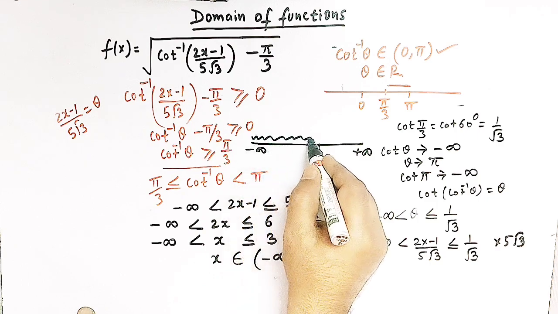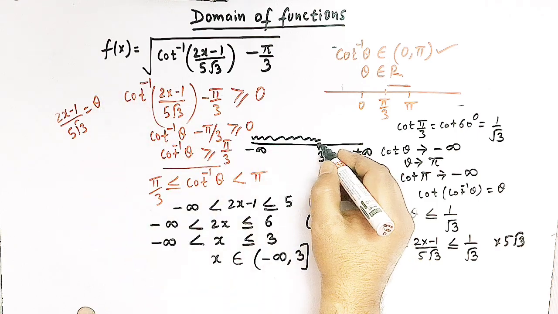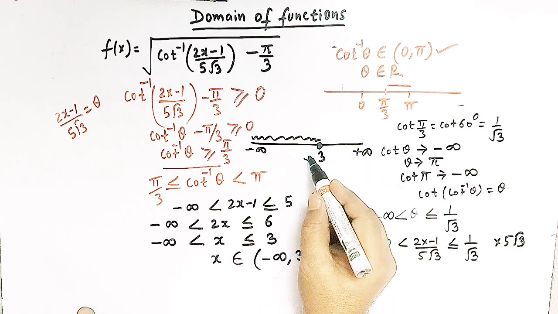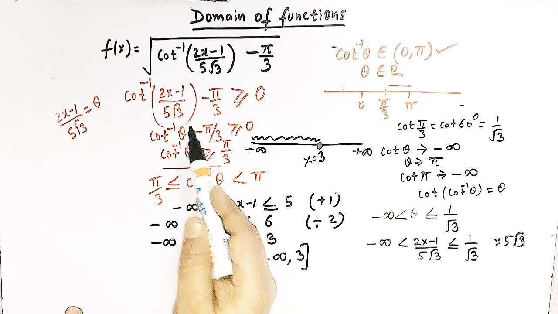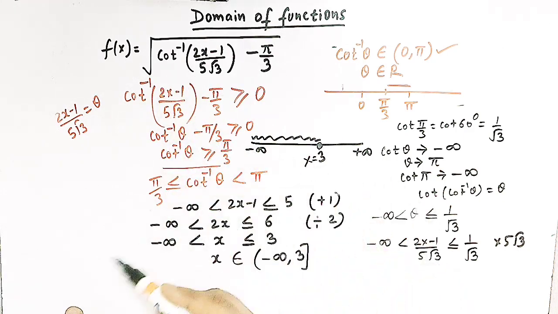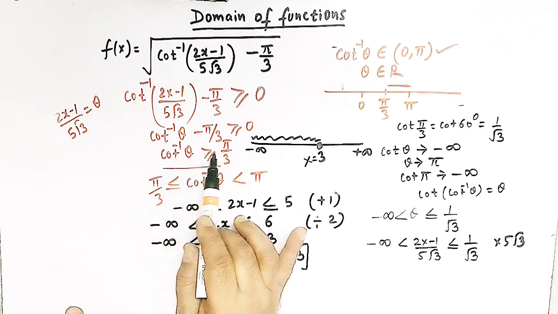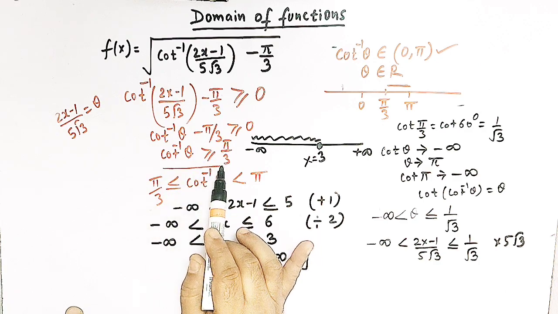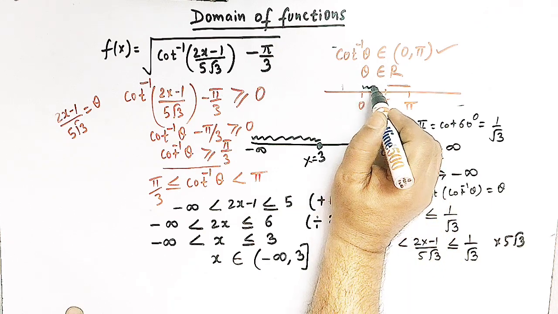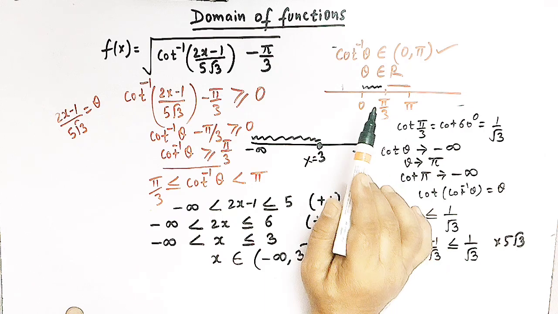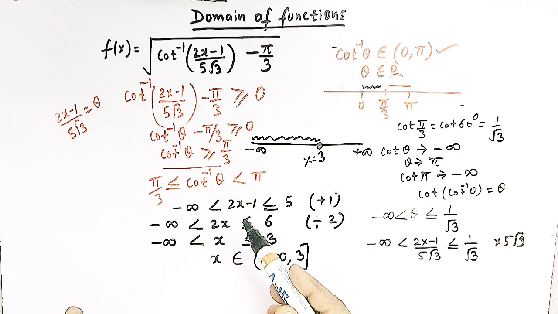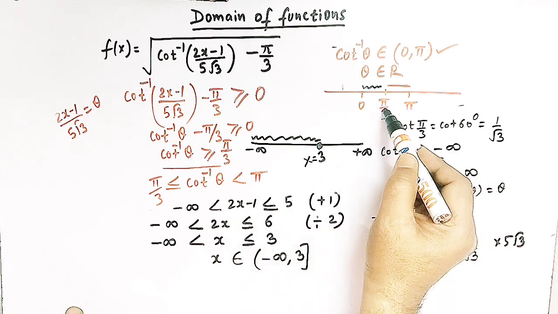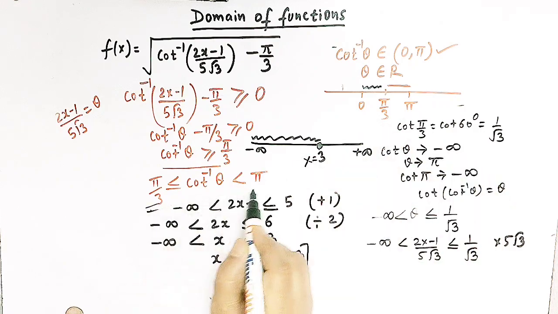So this is the domain of this function f of x, including this number x is equal to 3. So this is how, by making use of these concepts, we can easily find out the domain of functions of these kinds. And here we must remember that when we have cot inverse theta greater than or equal to pi by 3, then we cannot take this interval, because from 0 to pi by 3, we have all the numbers which are less than pi by 3, right? So we have to take this interval, that is from pi by 3 to pi.